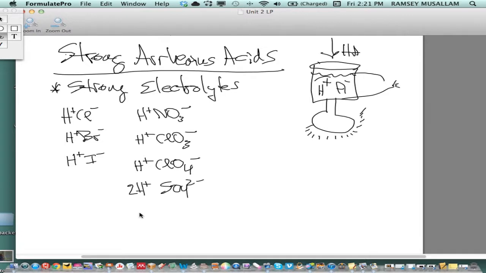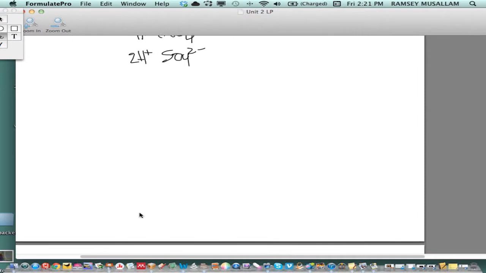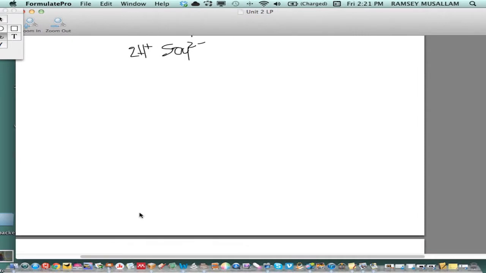Acid-base chemistry. A couple little vocab words to go through with you guys. When we do acid-base equilibrium, we're going to be doing a lot of what are called titrations. They might have already done some titrations last year. Titration is the process of adding acid to base until you neutralize the solution.